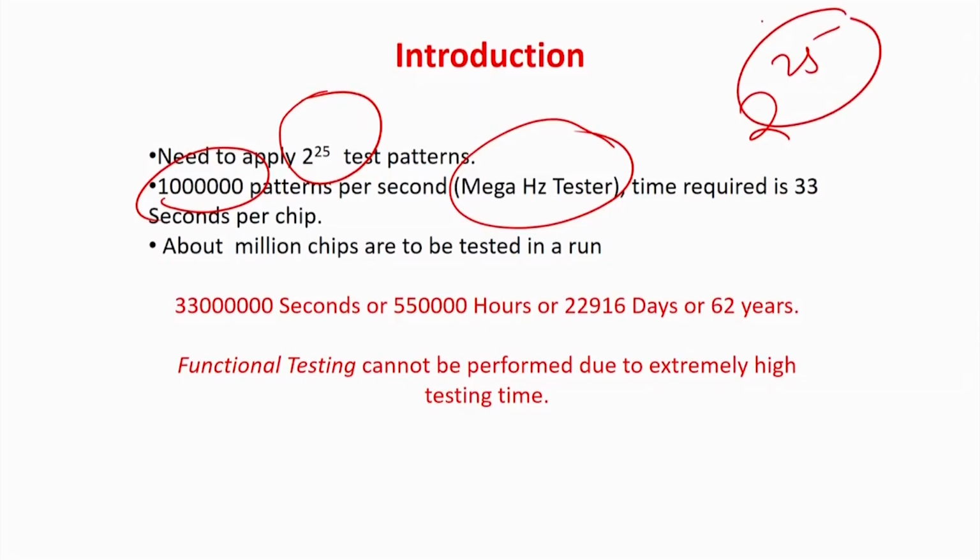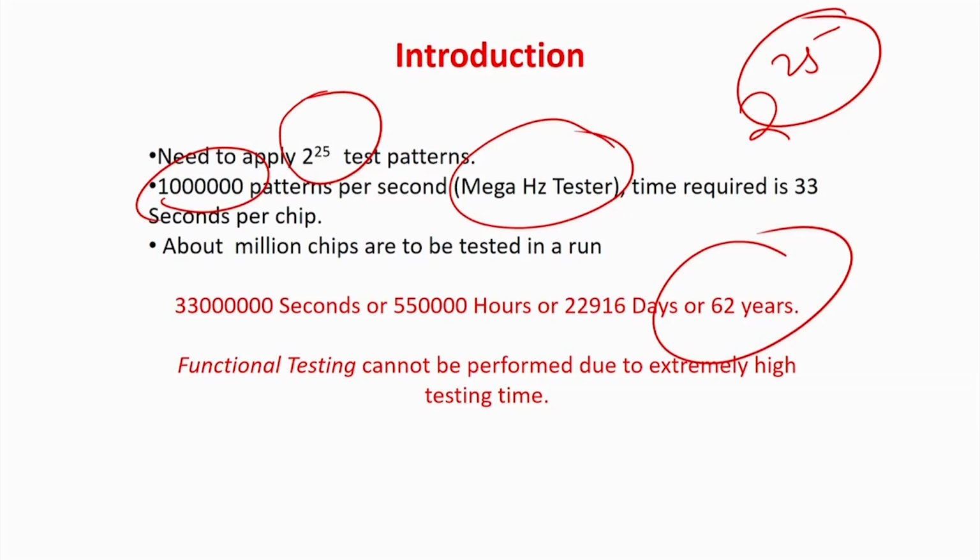And also the yield is not very high. So for all the chips you have to apply so many patterns and see whether the chip is operating properly or not. If it is proper, you ship it, otherwise you throw it in the dustbin. But now if you want to apply 2 to the power 64 patterns, it is going to take an extremely huge, infeasible number of years to do the testing.